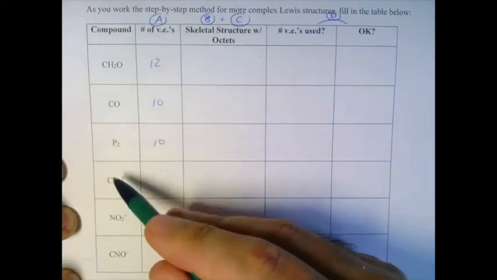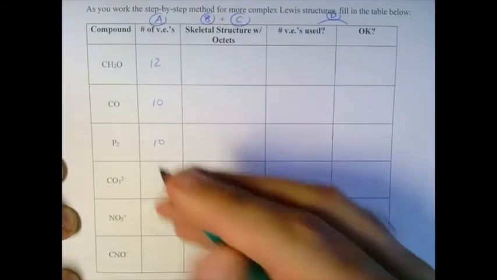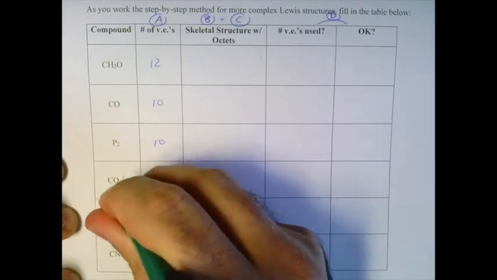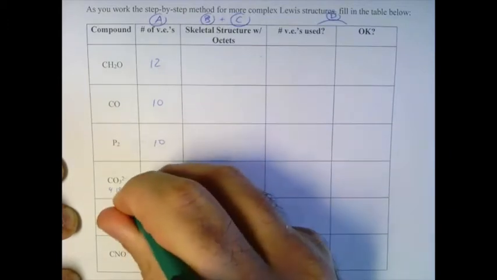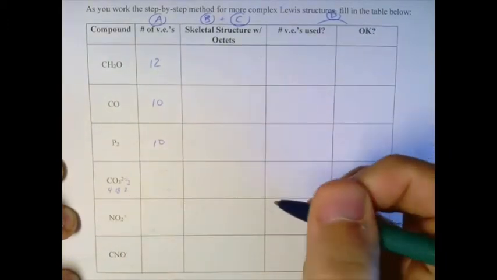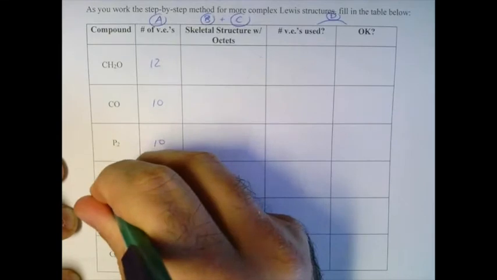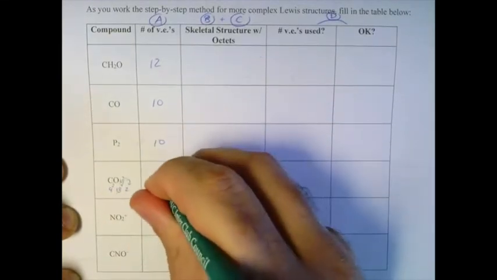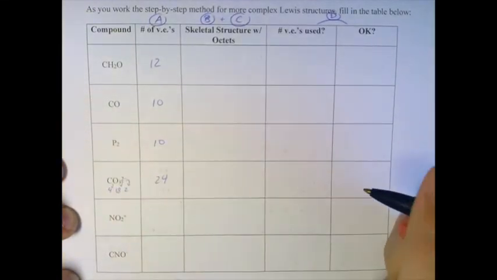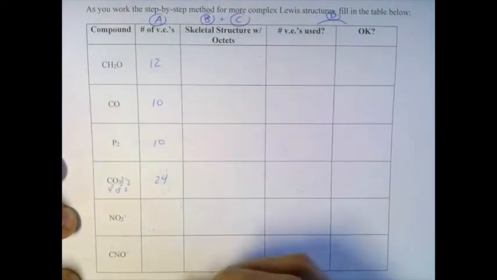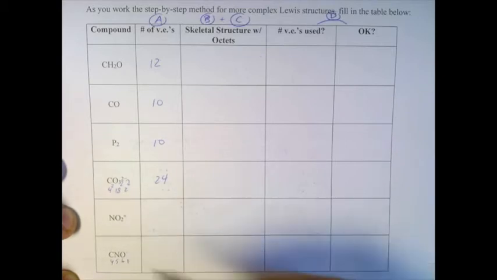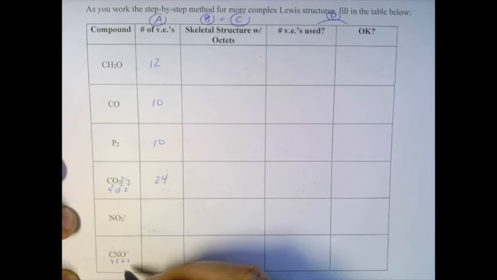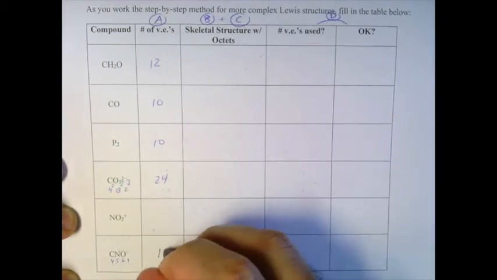Now for the ions, carbonate is going to have 4 for the carbon, 18 for the 3 oxygens, 6 times 3, and then an extra 2 for the 2- charge, okay? And so that's going to give us a total here of 24 valence electrons to play with. CNO, I'm going to skip 2 for a moment. CNO is going to have 4, then 5, then 6, and then 1 bonus electron to give it the negative charge. So that will end up being 16.